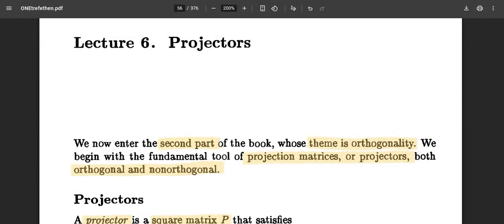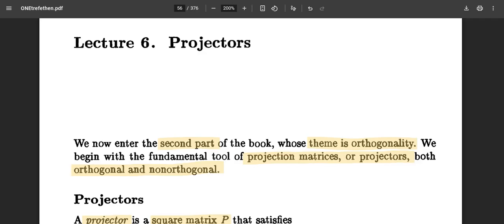All, this is lecture 6 of chapter 1 of the numerical linear algebra series, based on the book by Professor Trefethen and Bau. This lecture 6 is about projectors, and it's the second part, covering lecture 6 to lecture 11. It is based on the theme of orthogonality.